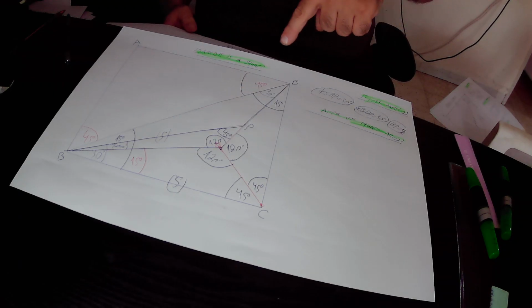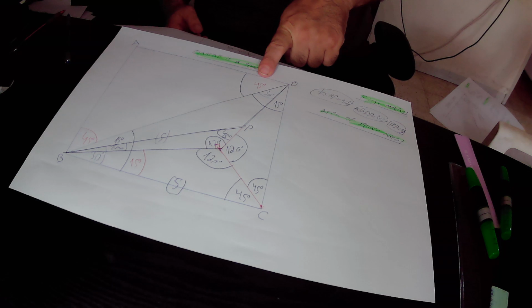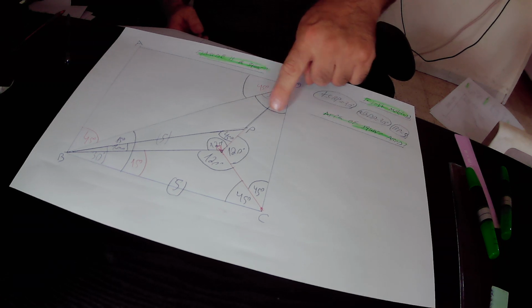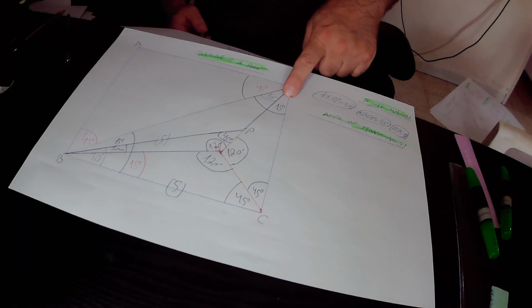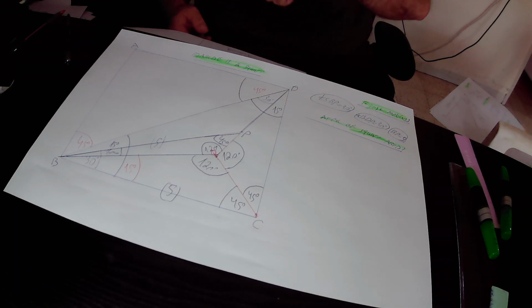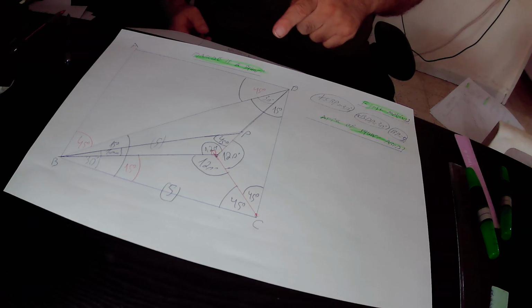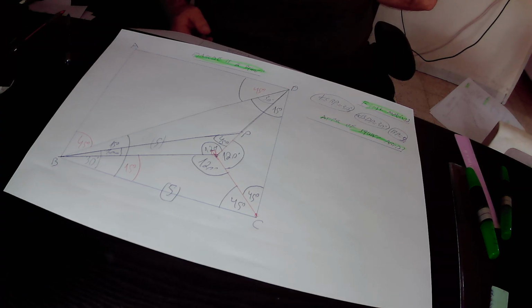Diagonal BD bisects angle ADC. So the first half is 45 degrees, the second half is also 45 degrees. But this angle is 30 degrees, and therefore this angle must be equal to 15 degrees in size. So 15 plus 30 is 45 degrees. This is the size of the second half of angle ADC.